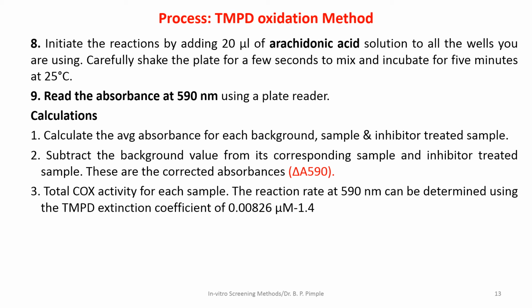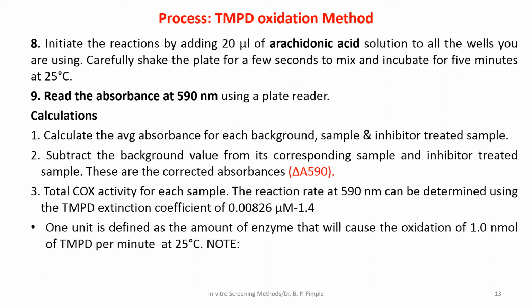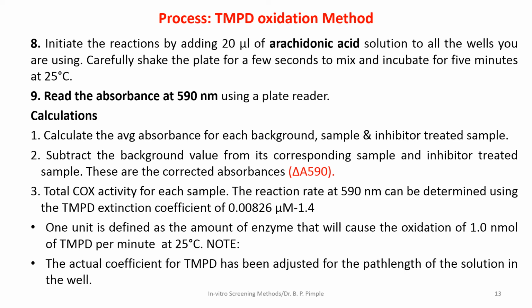Total COX activity, that means the enzyme activity for each sample, is the reaction rate of the COX enzyme at 590 nanometer. And this can be determined by using TMPD's extinction coefficient, that is 0.00826 per micromolar. 1 unit is defined as the amount of enzyme that will cause the oxidation of 1 nanomolar of TMPD per minute. The actual coefficient of TMPD has been adjusted for path length. Path length is very similar to our cuvette. In case of cuvette, we have 1 centimeter path length, and here you have 0.5 centimeter path length.